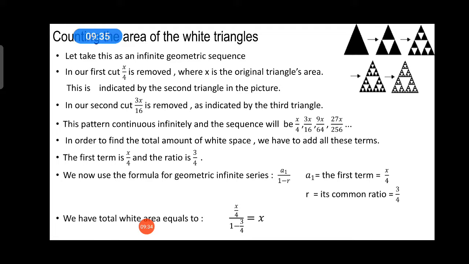Now we can count the area of the white triangles. Let us take this as an infinite geometric sequence. In our first cut, x/4 is removed, where x is the original triangle's area. This is indicated by the second triangle in the picture. In our second cut, 3x/16 is removed, as indicated by the third triangle. This pattern continues infinitely and the sequence will be x/4, 3x/16, 9x/64, 27x/256, etc.